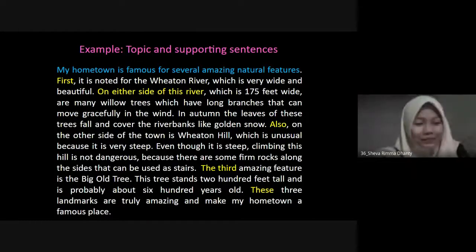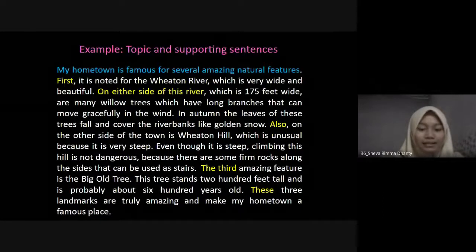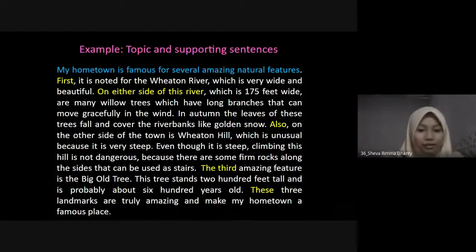My hometown is famous for several amazing natural features. First, it is noted for the Wadden River, which is very wide and beautiful. On either side of this river, which is 175 feet wide, are many willow trees which have long branches that can move gracefully in the wind. In autumn, the leaves of these trees fall and cover the river banks like golden snow. Also, on the other side of the town is Wadden Hill, which is unusual because it is very steep.